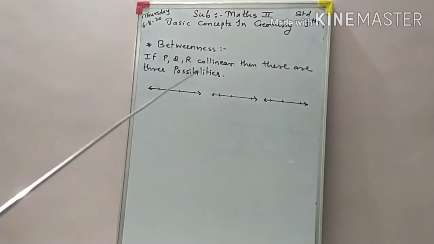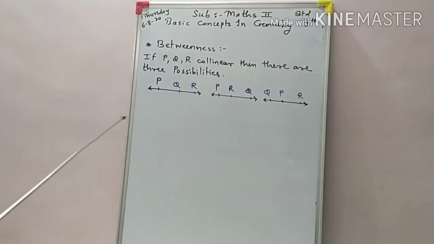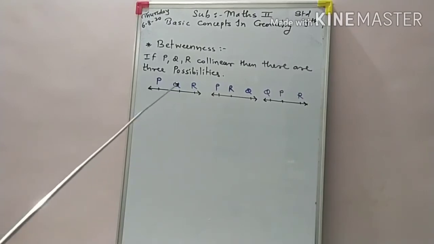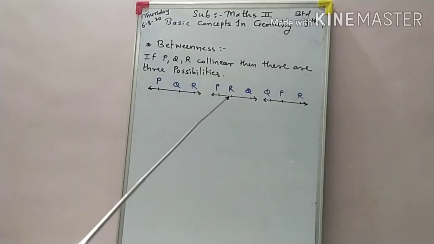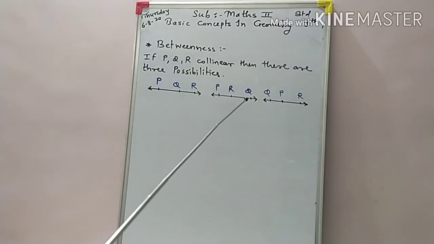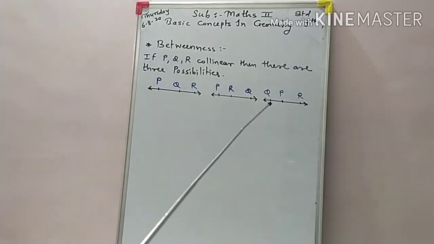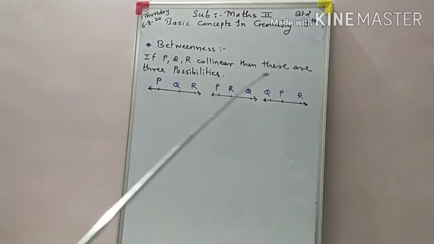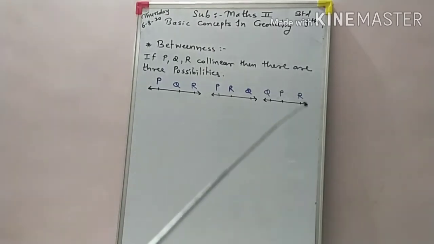So if P, Q, R are collinear points, then we have 3 possibilities of betweenness. The first possibility is Q lies in between P and R, or it may be R lies in between P and Q, or maybe P lies between Q and R. So if 3 points are collinear, we have these 3 possibilities, and from these only one is true.